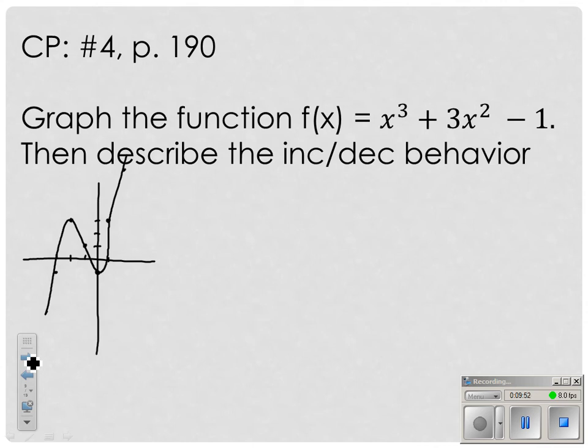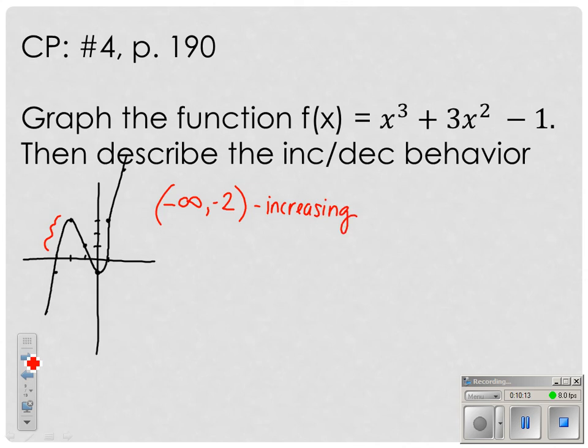From -infinity to -2. See this spot right here? Okay, on my graph, that chunk was going up. So from negative infinity to the point of negative 2 for the x values. Okay, so we're looking at domain. This was an increasing function.